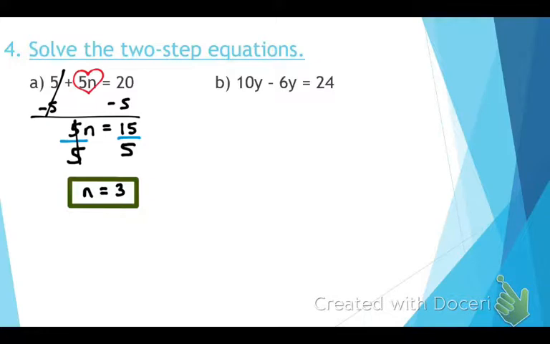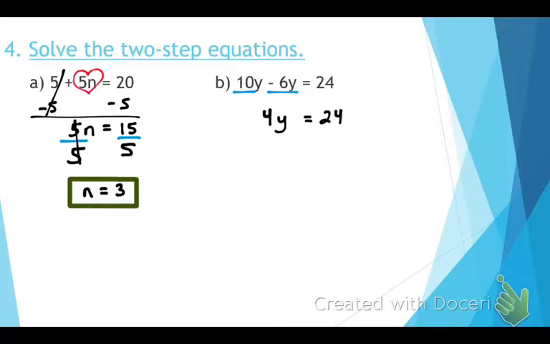All right, let's look at problem B. It says 10y minus 6y equals 24. Kaylin, what should I do before I do anything else? You have to add your like terms. Good job. This is the y family, and that is the y family. So we're going to combine those like terms before we start working out the problem. Kaylin, what is 10y minus 6y? 4y. Now we have a normal looking problem. 4y equals 24.